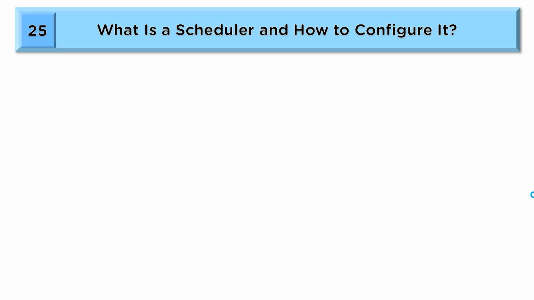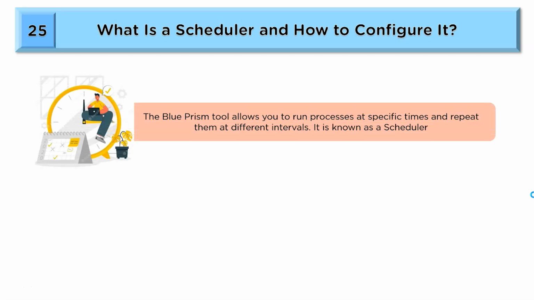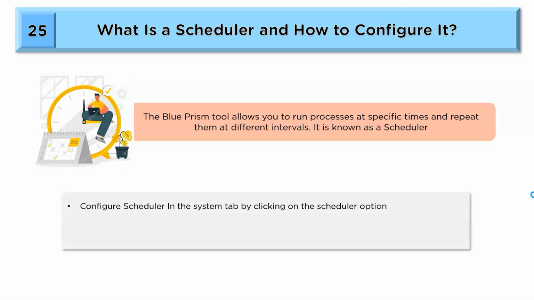What is a scheduler and how to configure it? The Blue Prism tool allows you to run processes at specific times and repeat their execution at different intervals. This is known as the scheduler. Configure the scheduler in the System tab by clicking on the Scheduler option. After we configure the scheduler, we need to click on the checkbox to activate it.